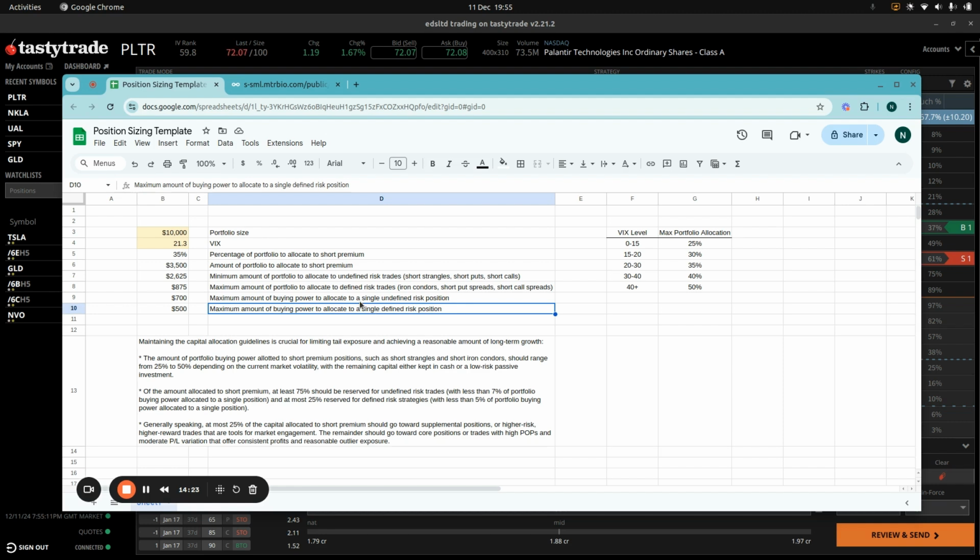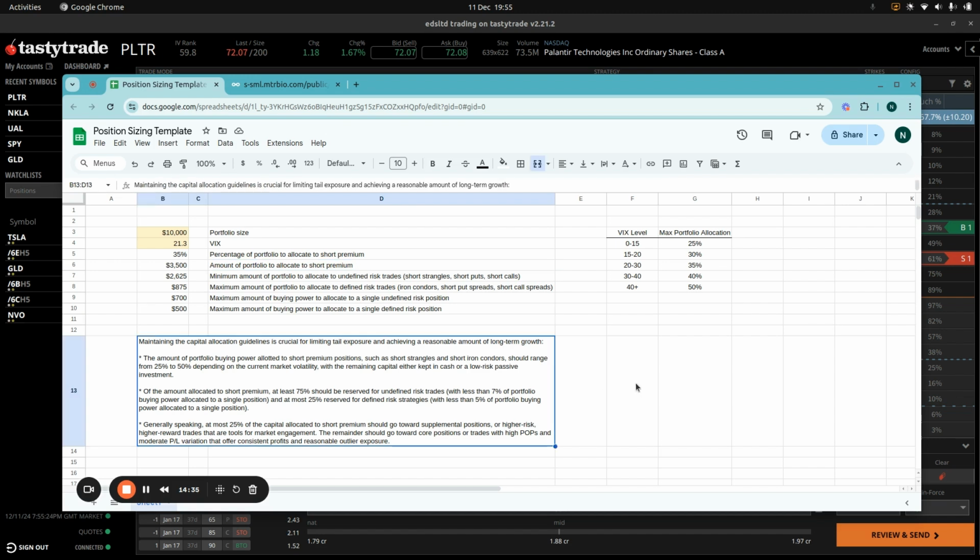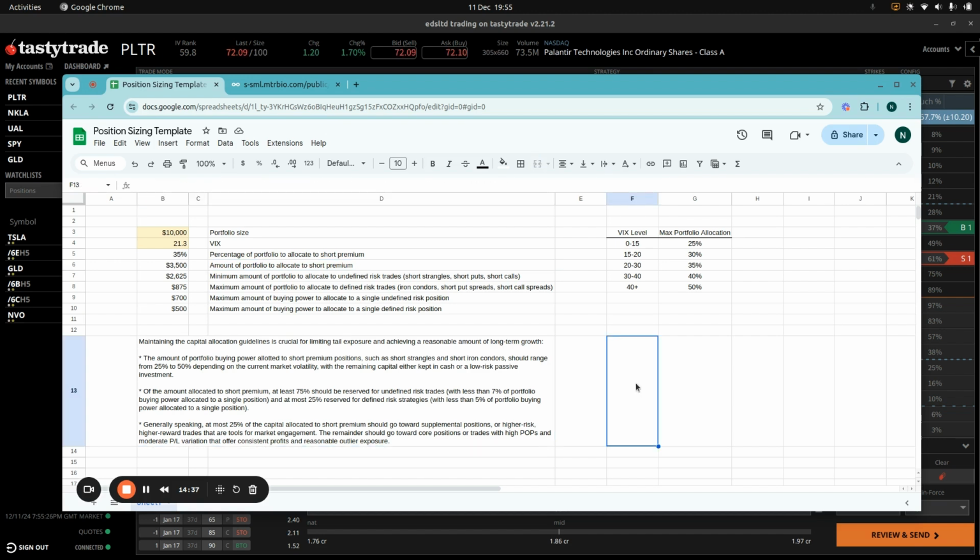It will tell you the maximum amount of buying power to allocate to any single defined risk position, undefined risk position, how much of your portfolio you should be allocating to short premium strategies in general, and there's an explanation here of how everything works. So link for that is in the description. As long as you use this, you'll be absolutely fine.